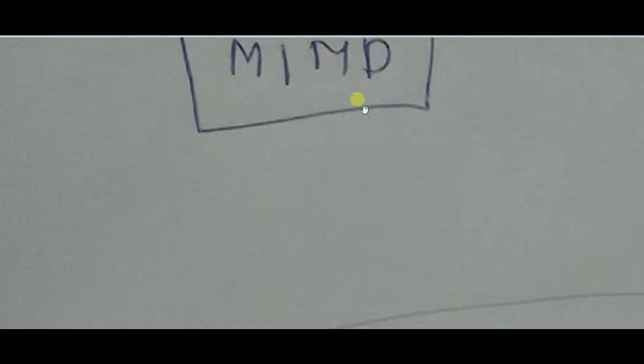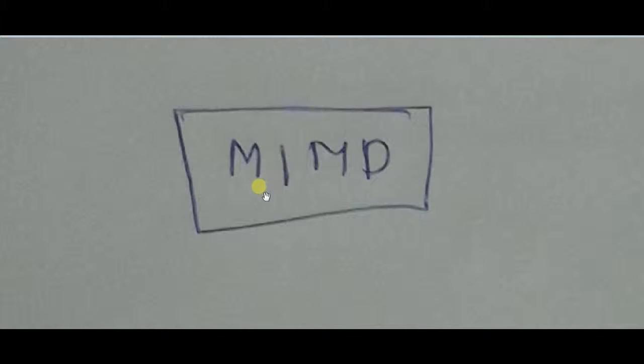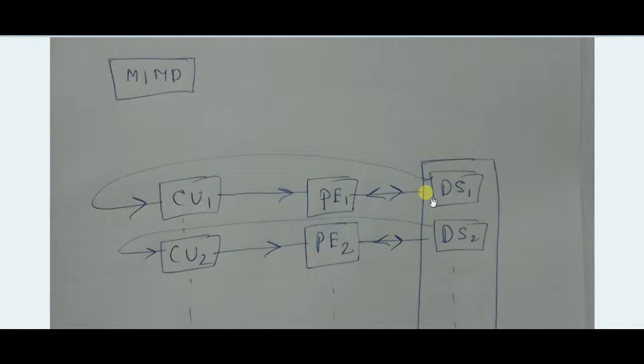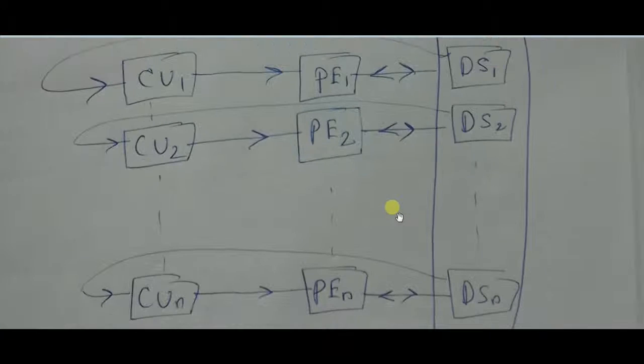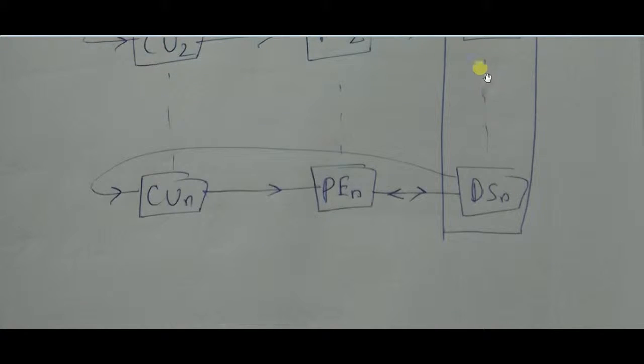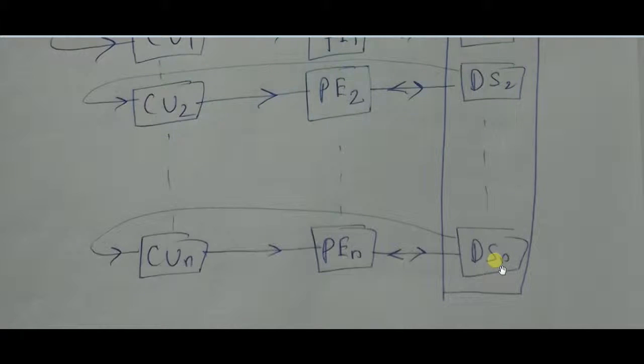Well, next is MIMD. MIMD means multiple instruction, multiple data. This is the diagram. One CU means one instruction, so multiple instruction means multiple CUs. Multiple CU and multiple data means more than one CU and more than one processing element. So for data set 1, there is one CU and one processing element. Data set 2, one CU, one PE. It goes on up to data set N, and for data set N there is one CU and one PE.